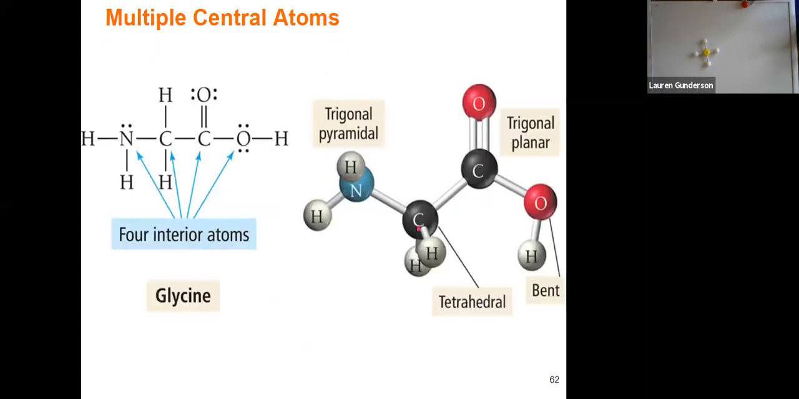Okay, so this is an example. We were physically describing the geometry or the angles at each point in this molecule.